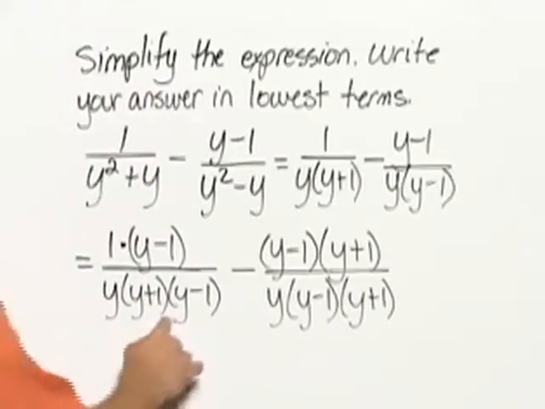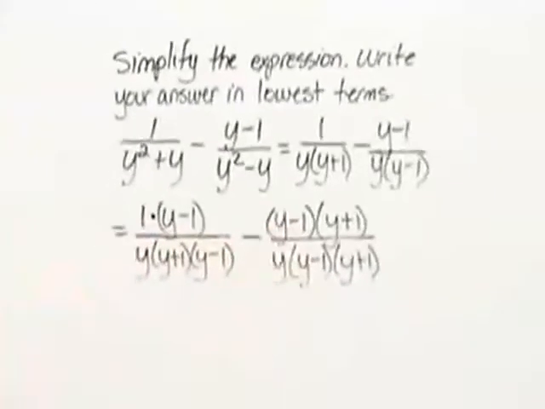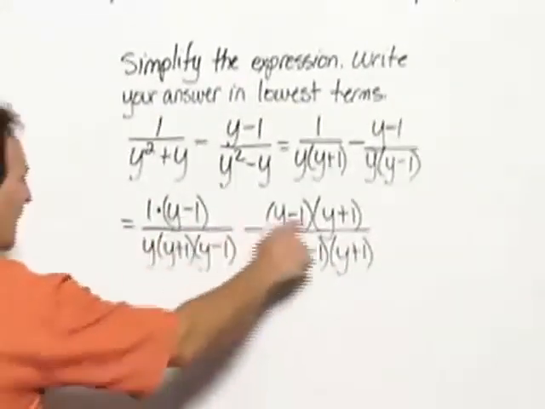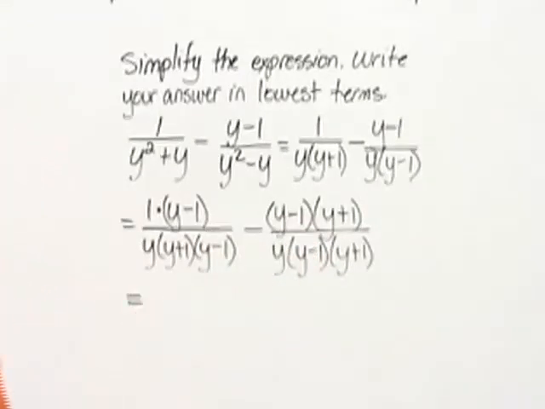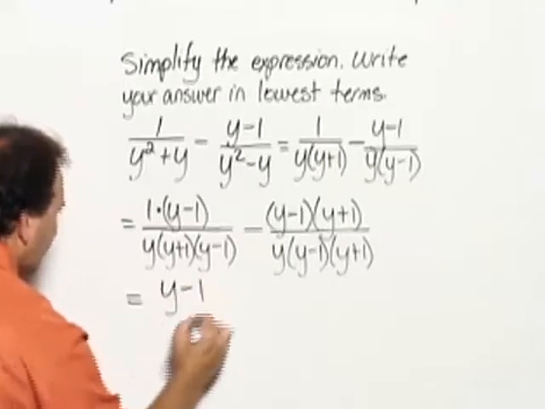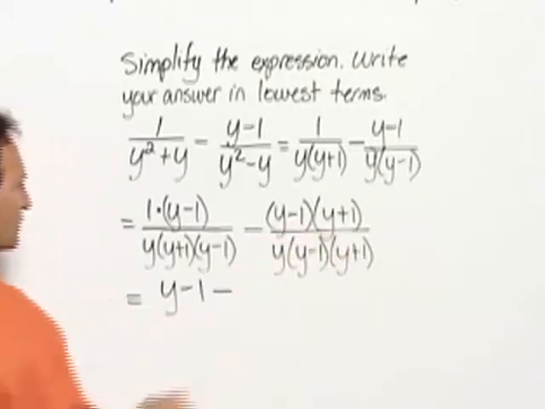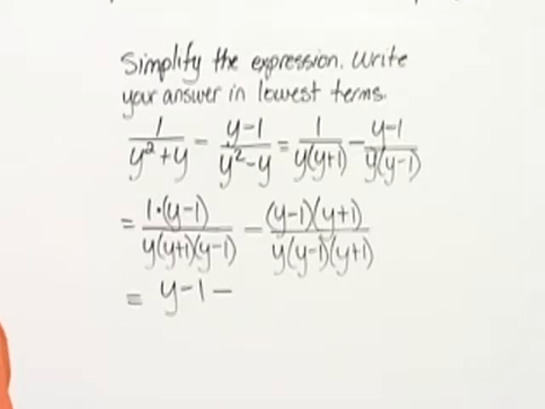Next, because they have the same denominators, we can combine the numerators. But to do so, we have to simplify each of those numerators. 1 times y minus 1 is simply y minus 1. Then we have the subtraction. But it's subtracting the expression y minus 1 times y plus 1.